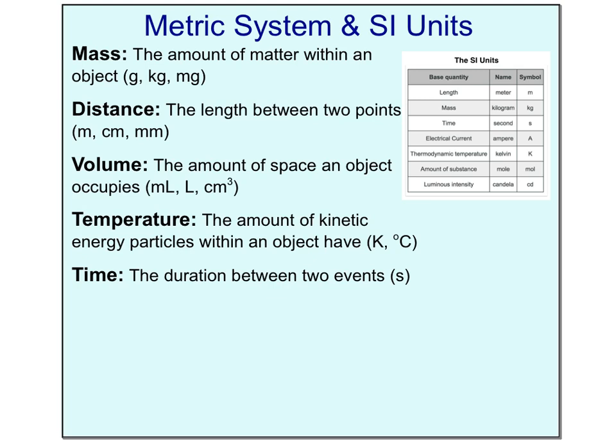These are the type of measurements that we will be taking in this class. So mass, the amount of matter within an object; distance, the length between 2 points; volume, the amount of space an object occupies; temperature, the amount of kinetic energy particles within an object have. So basically, the amount of movement energy that particles have. The faster they move, the higher the temperature. And we will also do time, the duration between two events.